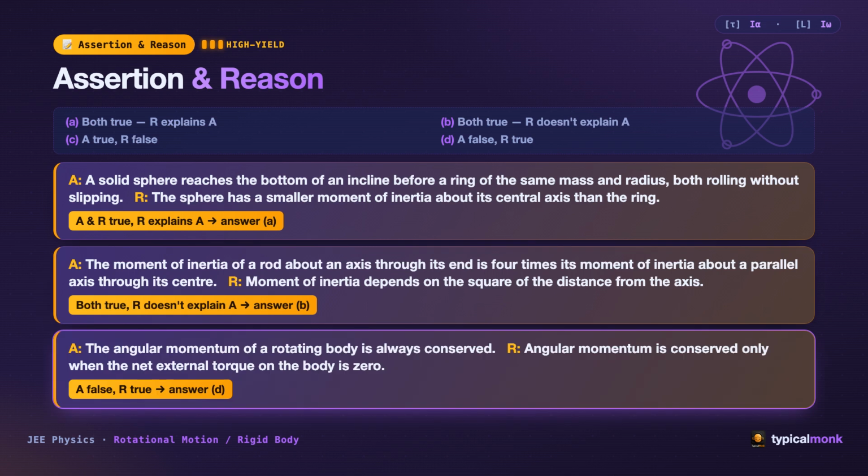Third one. Assertion. The angular momentum of a rotating body is always conserved. Reason. Angular momentum is conserved only when the net external torque on the body is 0. Check the reason first. True. Angular momentum is conserved only under 0 net torque. Now, the assertion, always conserved, is false, because most real bodies do feel some external torque, like friction or gravity. Assertion false. Reason true. Option D.